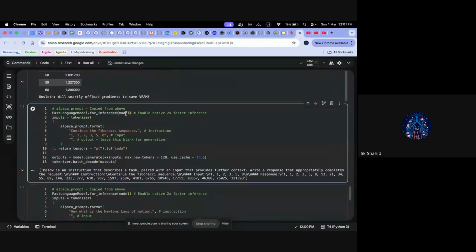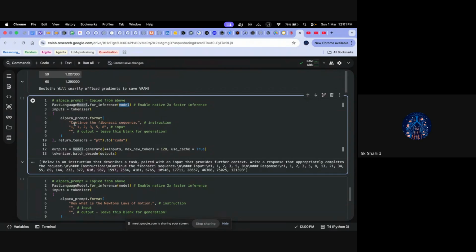Now we pass this model, since we have fine-tuned it, into the inference phase. Here you can see this is my instruction, this will be my input, and the output the model will generate. So I'll just do model.generate with my inputs. I'll give the max new tokens, how many tokens to generate, and all of this. I'll just run it.